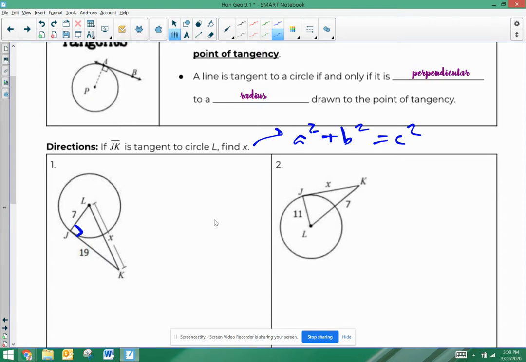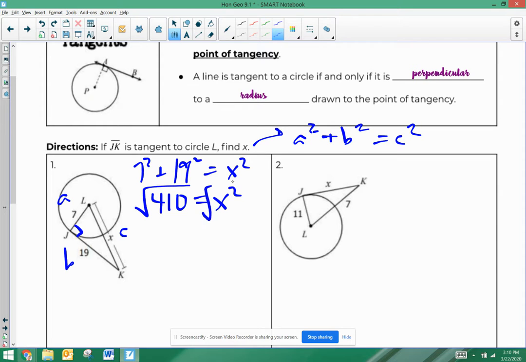All right. So I'll say that 7 squared plus 19 squared equals x squared. A, B, C. All right. So 7 squared plus 19 squared gives me 410. And then to solve for x, I take the square root. Rounded to the nearest tenth, I get 20.2. Nice. Cool. All right, next one.